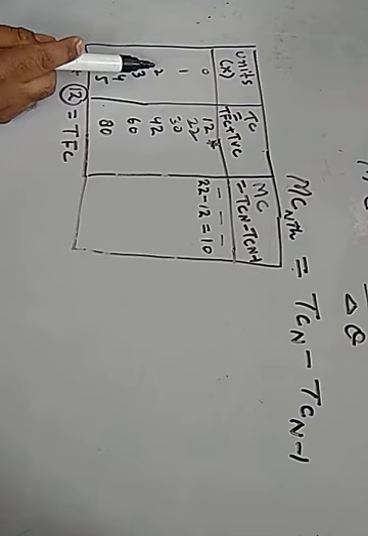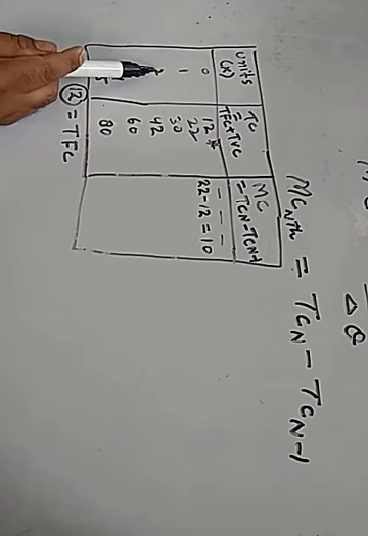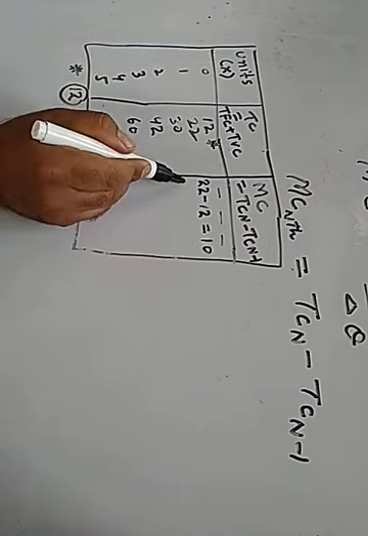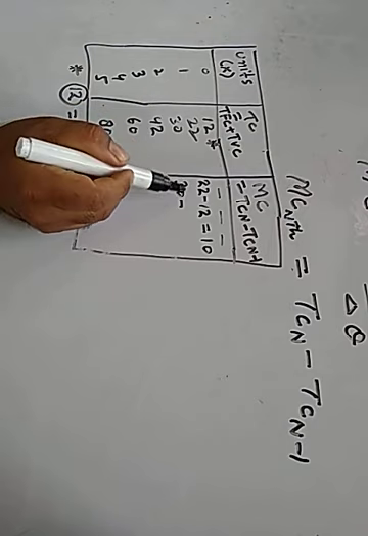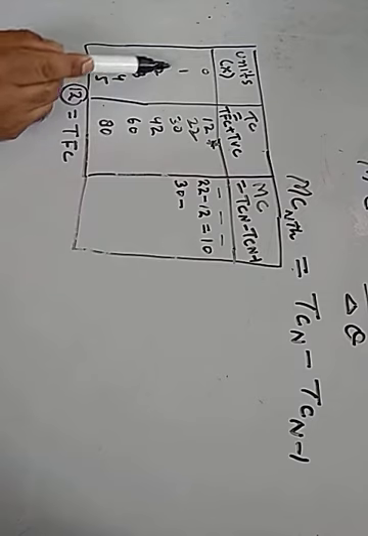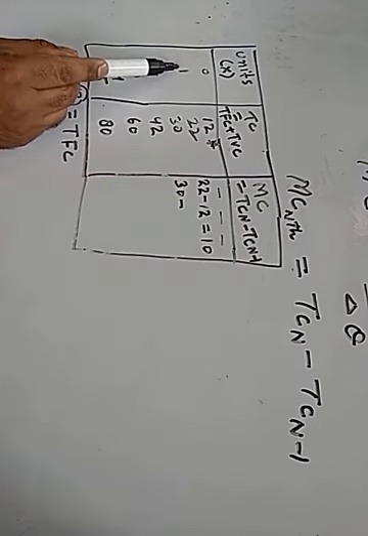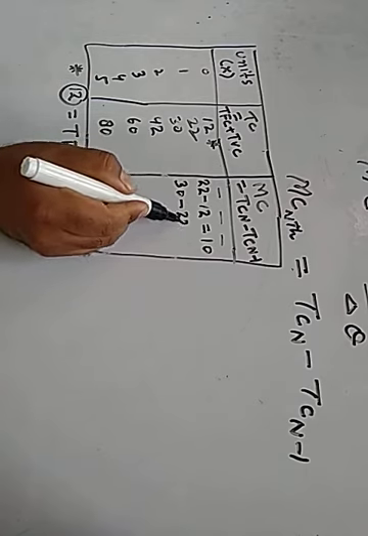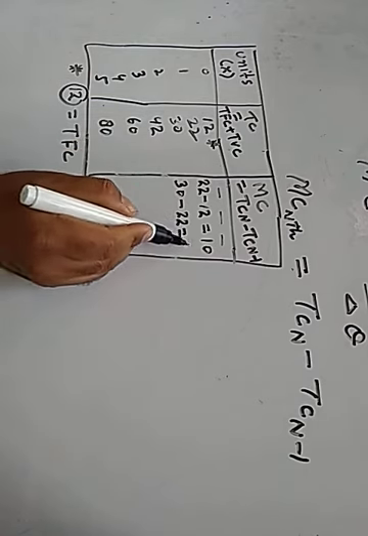Similarly, the total cost of n units, that is when 2 units of output x are produced, total cost is 30 rupees. And total cost of n minus 1, that is 2 minus 1, that is 1 unit, the total cost is equal to 22. 30 minus 22 will be equal to 8 rupees.